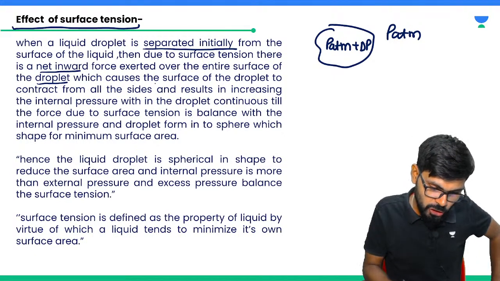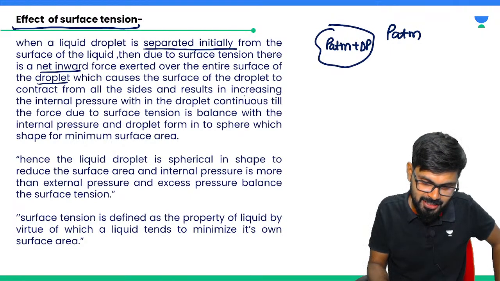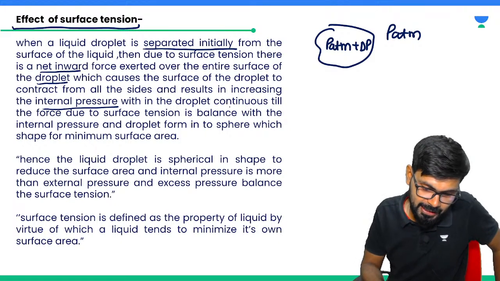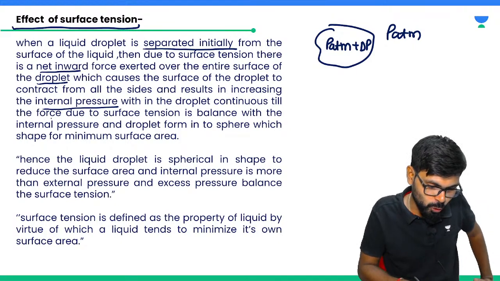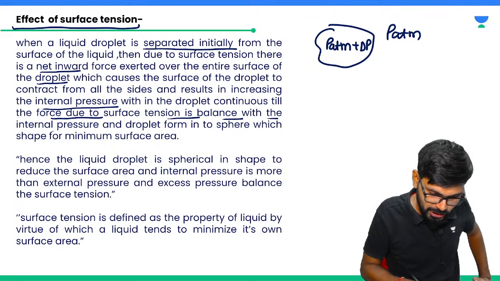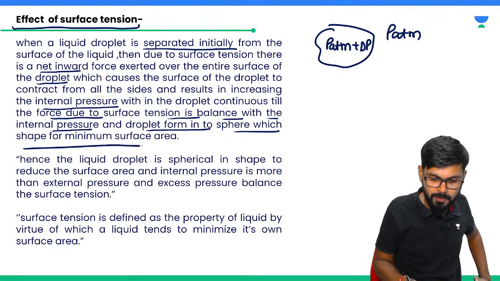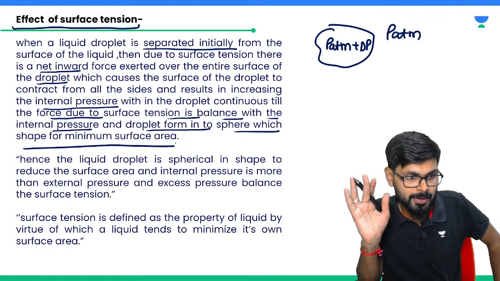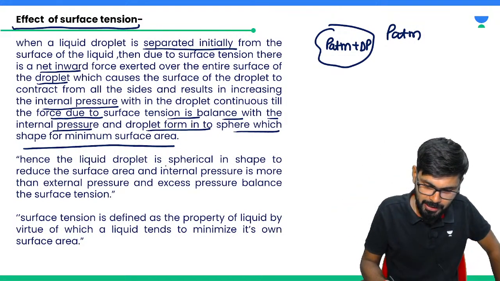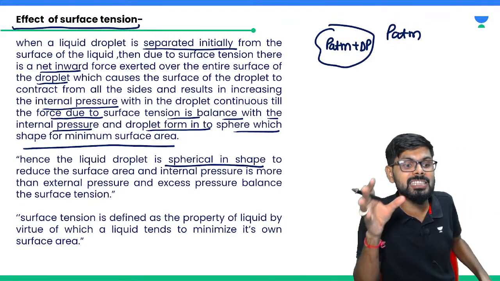Now please listen. This causes the surface of the droplet to contract from all the sides and results in increasing the internal pressure within the droplet. It continues till the force due to surface tension is balanced with the internal pressure, and the droplet forms a sphere, which is the shape of minimum surface area. That I already explained. Hence the liquid droplet is spherical in shape, right? Always it is. Why is it in spherical shape? I hope you understand. To reduce the surface area.